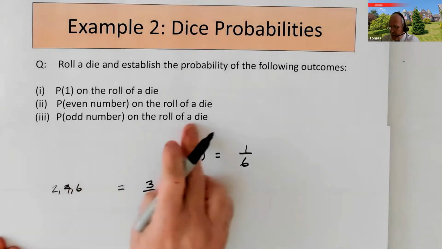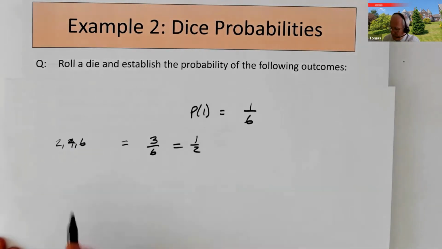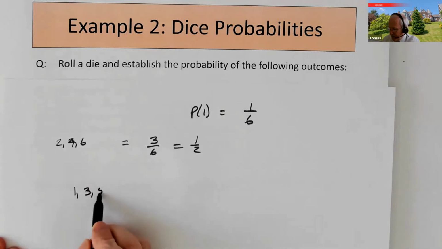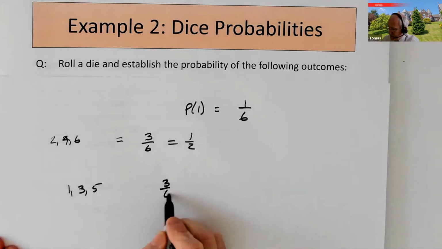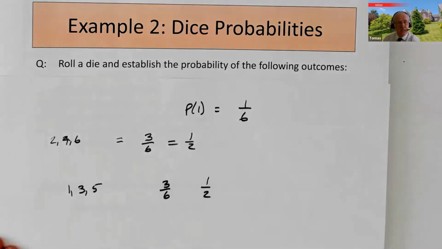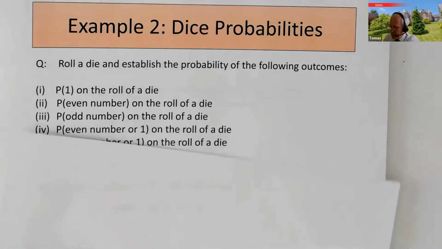What's the probability of an odd number on the roll of a die? Well, odd numbers are 1, 3, and 5. There's 3 of them. 3 out of 6, or 1 out of 2. Again, either odd or even.